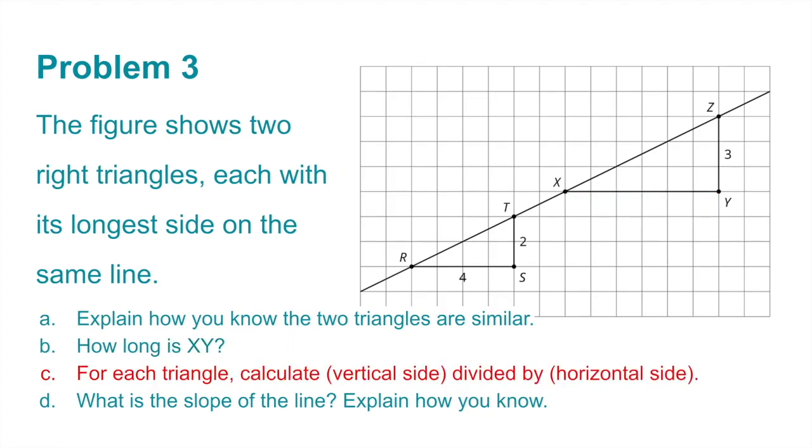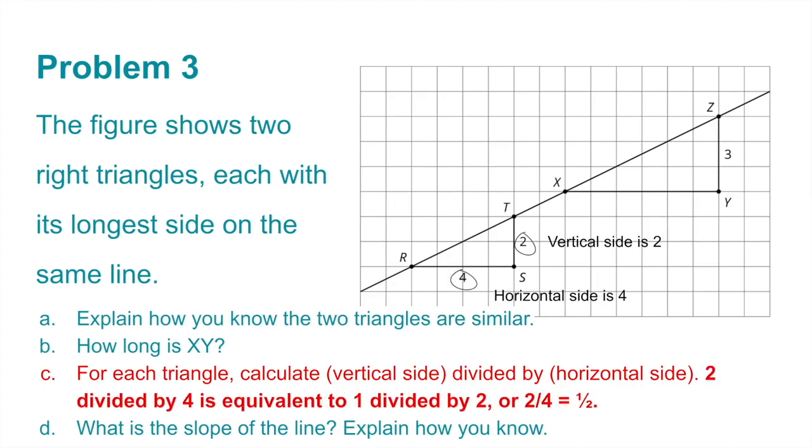C, for each triangle, calculate vertical side divided by horizontal side. For the smaller triangle, the vertical side is 2 and the horizontal side is 4. 2 divided by 4 is equivalent to 1 divided by 2, or 2/4 equals 1/2. You can do the same thing for the larger triangle. The larger triangle has a vertical side of 3 and a horizontal side of 6. And 3/6 is the same as 3 divided by 6, and 3 divided by 6 is also 1/2.